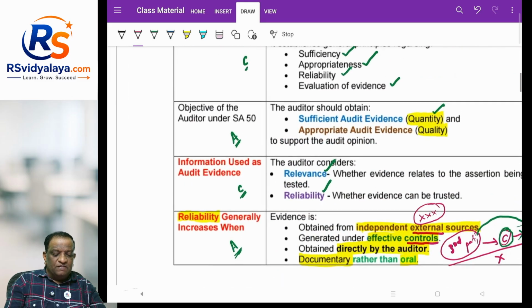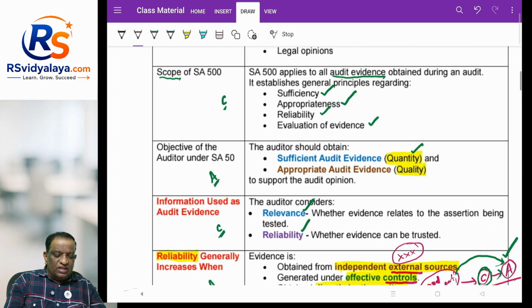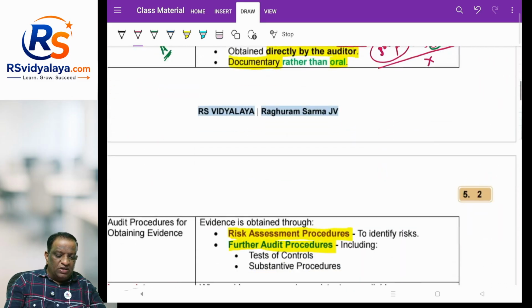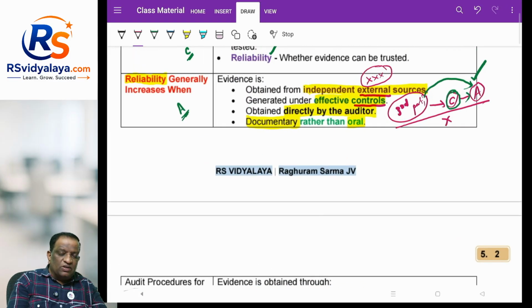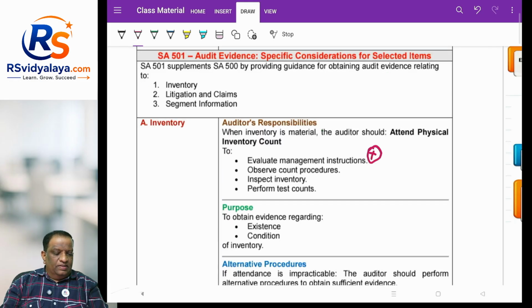So, to summarize, mostly you get the questions on the concept, particularly on two aspects. One is on the reliability angle and the other one is the expert angle. If you are good with that, then you are done with this standard. So, this is about your SA 500, and then we will move on with the next. Yeah. So, let us continue with the next standard.